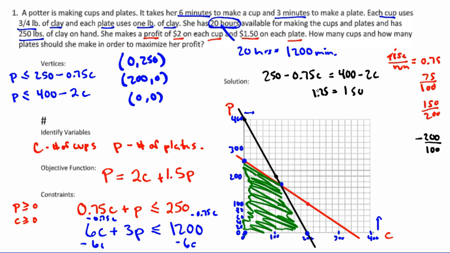1.25c. Sorry. C is indeed 120. That's what I was thinking. If C is 120, I can plug that into this. So 2 times 120 is 240. Yeah, P would be 160. Man, worked out.